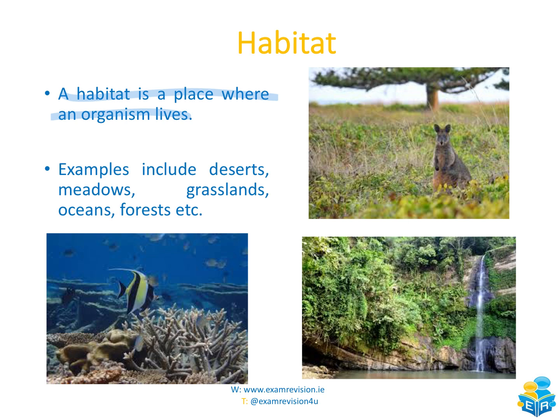And we have lots of different habitats. We can have deserts, meadows, grasslands, oceans, forests, and woodlands. Each one of those individual habitats will have characteristics that make it that habitat, and they will have certain organisms, both plants and animals, that live within that habitat. But the habitat, just to remember, is a place where an organism lives.